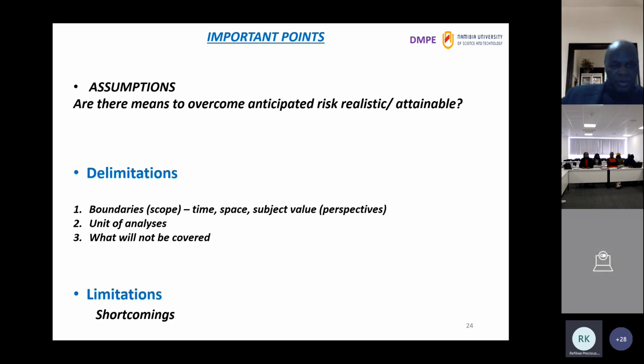Delimitations involve certain boundary, scope, time, space, and assessing the subject value perspectives. You have to look at the unit of analysis and what would not be covered.